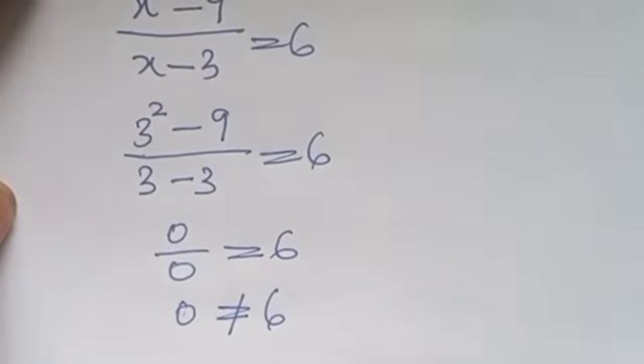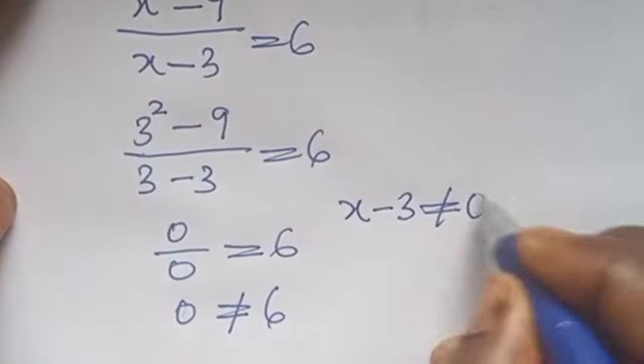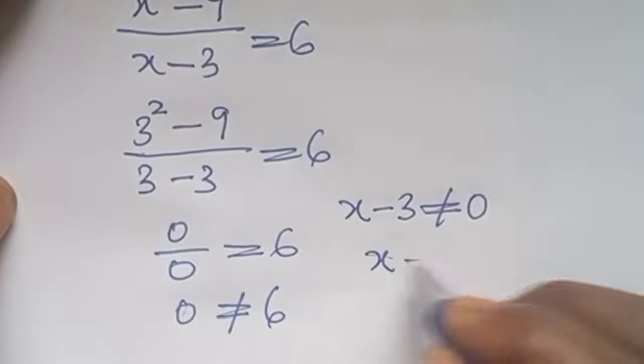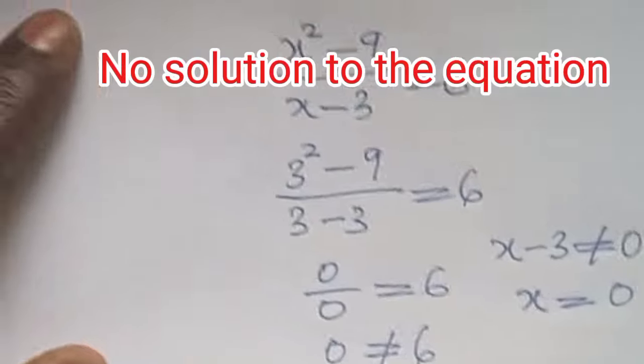That means x minus 3 is not equal to 6. And x also is not equal to 6. This means there's no solution to this question.